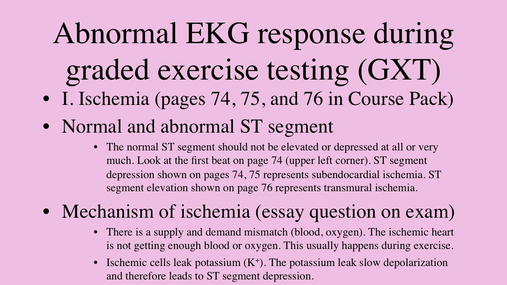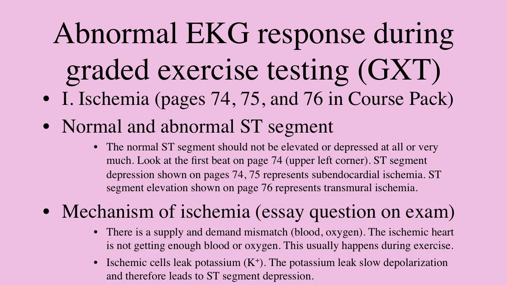First of all, though, the mechanism of ischemia, and this will be an essay question on the final exam, is that there's a supply and demand mismatch in the heart, where at rest, if you have a little bit of demand for oxygen in blood, you can supply it very well. And if you have normal coronary arteries, you can still, even though you're increasing the demand for oxygen during a GXT, you can still supply it so you get a normal response and no ischemia.